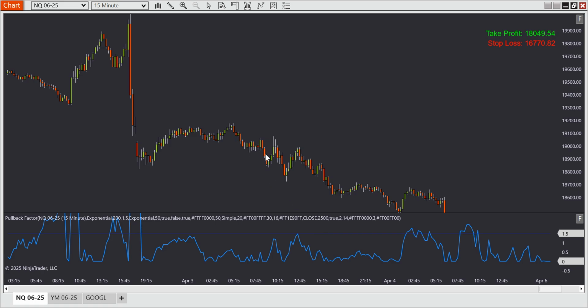So for this example, we have a downtrend, down movement. And as we see this line here, kind of oscillating up and down throughout the indicator panel, we have this 1.5 line. And so anytime that this blue line here is going above the 1.5 line, that is when we are going to start expecting that the pullback is reaching its end and that the current trend should continue on.